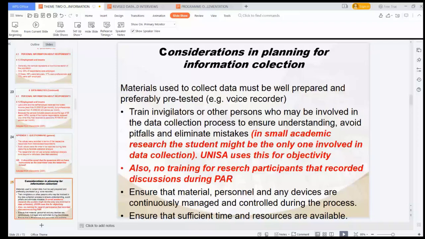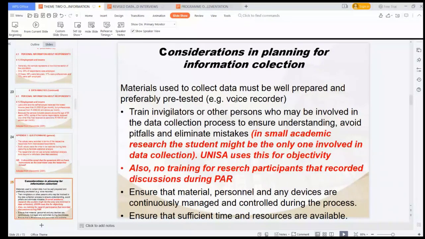Now, it also continues to say, ensure that material, personnel, and any devices are continuously managed and controlled during the process. Ensure that sufficient time and resources are available. You see, when you are collecting data, you must remember when your respondents do not understand your questions, you must rephrase. And a better person to rephrase questions is the person who has designed the research project, who prepared the research proposal, and who has written the questions themselves, because he knows where the questions come from.